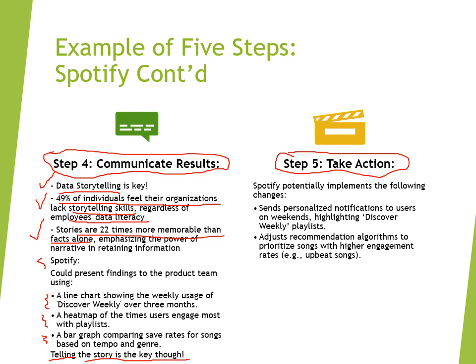So if you really capture and captivate your audience, you can start to implement these changes. So you need to base these changes on your analysis, and your ability to communicate are two very key, important steps in the data-driven decision-making model, basically. So, for example, your actions could potentially be send personalized notifications to users on weekends because they're more likely to engage on the weekend, and then adjust your algorithm to prioritize songs with higher engagement rates. So, have more upbeat songs, for example.